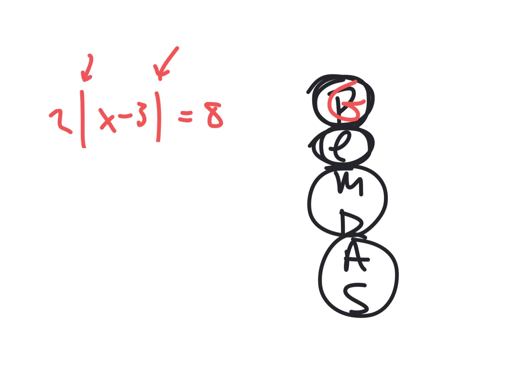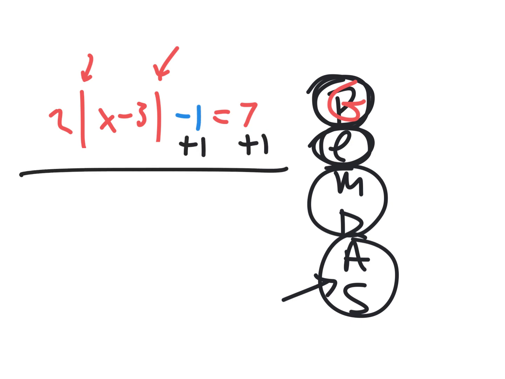So I'm going to start by asking, can I do any adds or subtracts? Well, let me just cheat and make there be an add in here just to make the point. If I did have a minus 1 there, I could get rid of my adds and subtracts first. Add 1, add 1. And then I have 2 times the absolute value of x minus 3 is equal to 7 plus 1, which is 8.